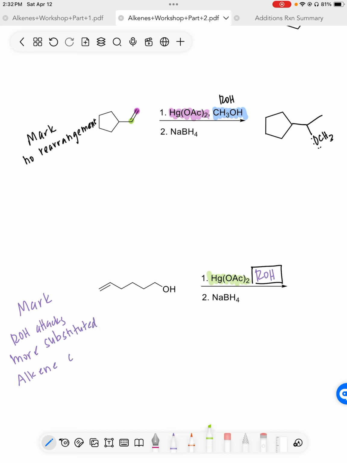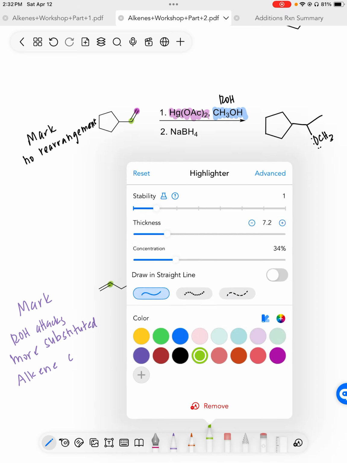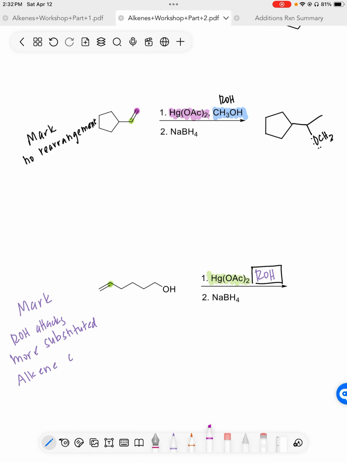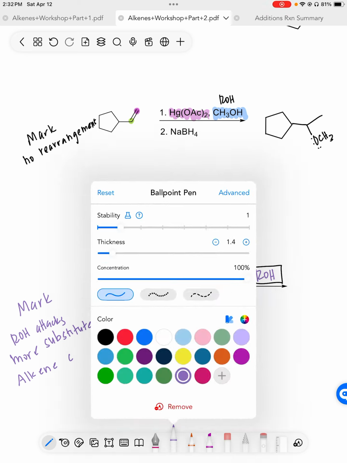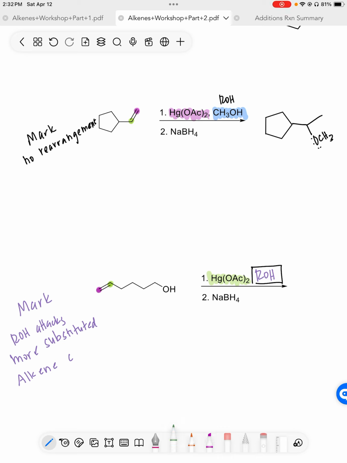So let's assess our carbons. So that's our more substituted. And here's our less substituted. So we know it's going to attack our more substituted. It's going to attack this carbon right here. Well, what does that look like? And it's actually the nucleophile, the alcohol, is right here. It's in the molecule. That's why it's an intramolecular attack.